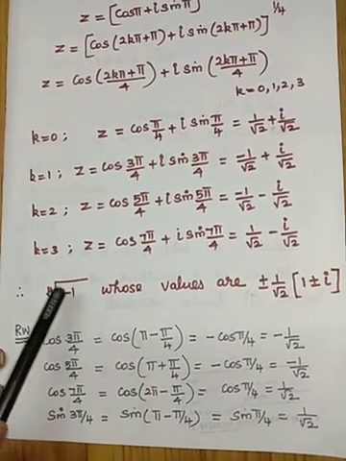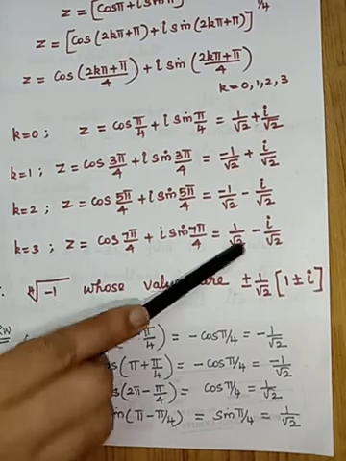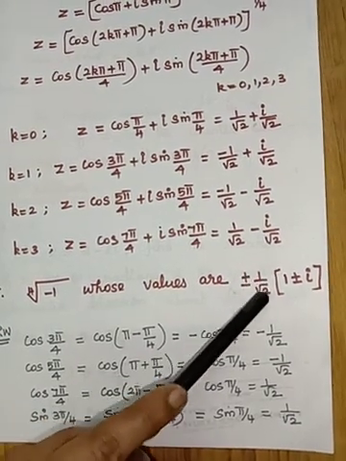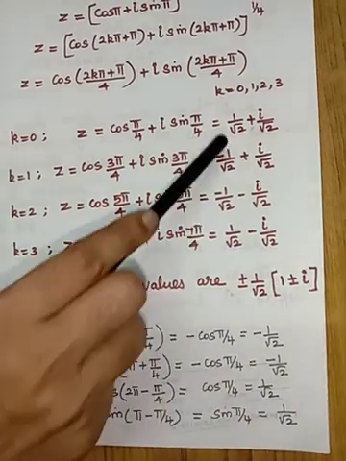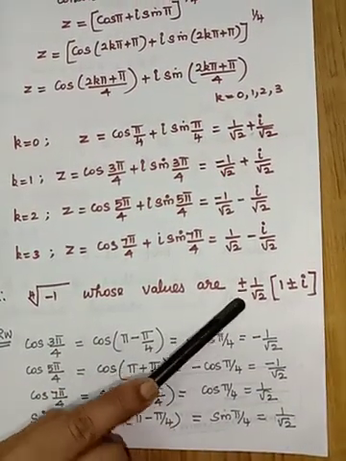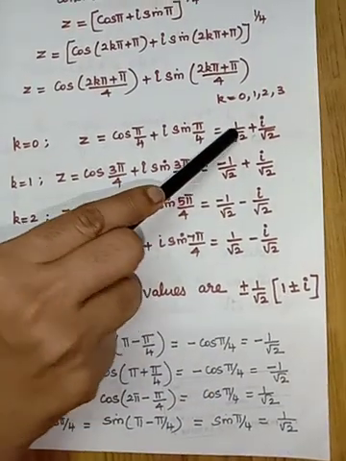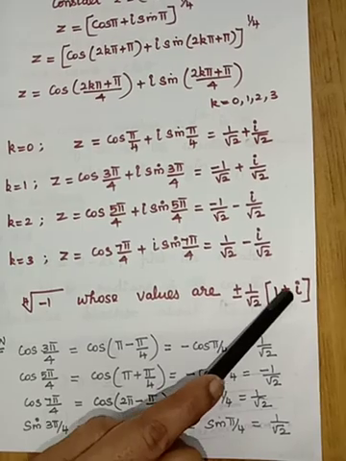So therefore, the fourth roots of minus 1, whose values are, you see, look at this, all the values plus or minus 1 by root 2 into 1 plus or minus i. How does it come in all the values? 1 by root 2 is common. I have taken it out. So the remaining is 1 plus i. So here you are having minus. So that's why 1 plus or minus i.